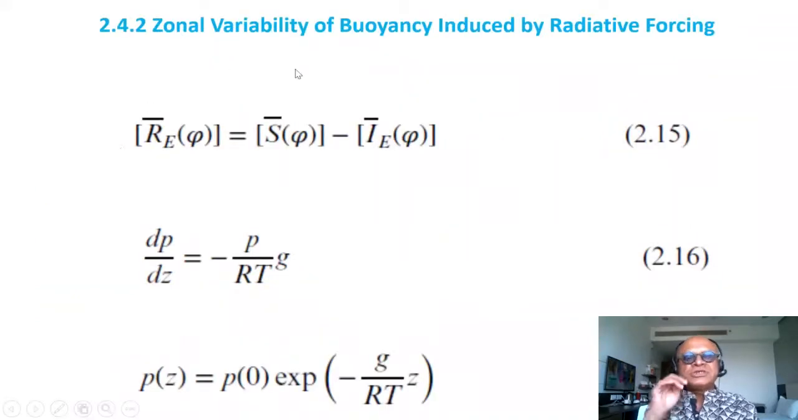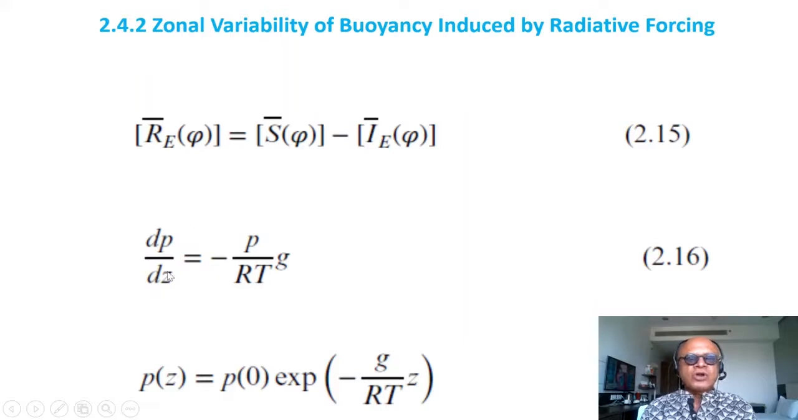So let's transition that into zonal variability of buoyancy induced by radiative forcing. So heating and cooling are the main forms of generating density perturbations. So the radiative forcing here is in equilibrium as a function of latitude, so a zonally averaged meridional section, time averaged as well, is a function of the solar radiation coming in and the infrared or long wave being lost.